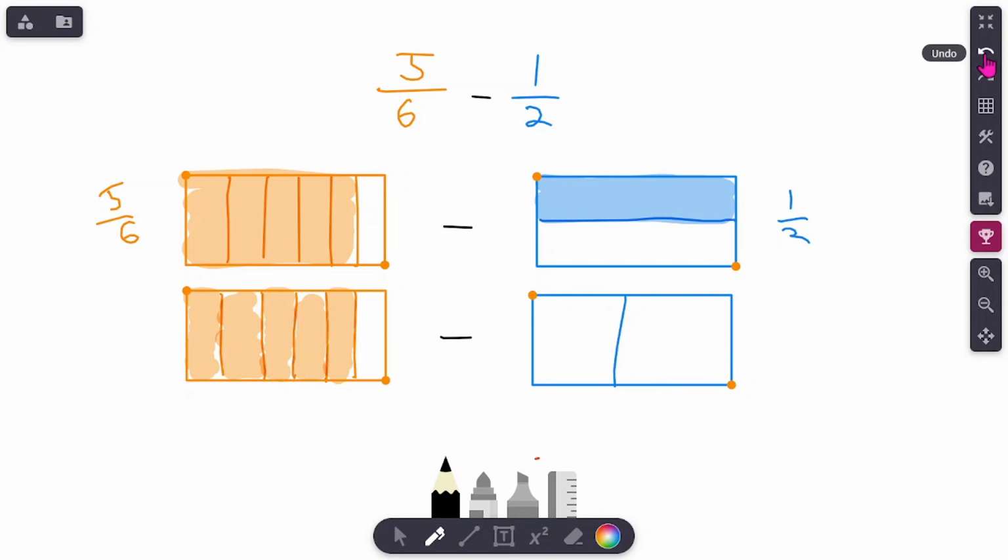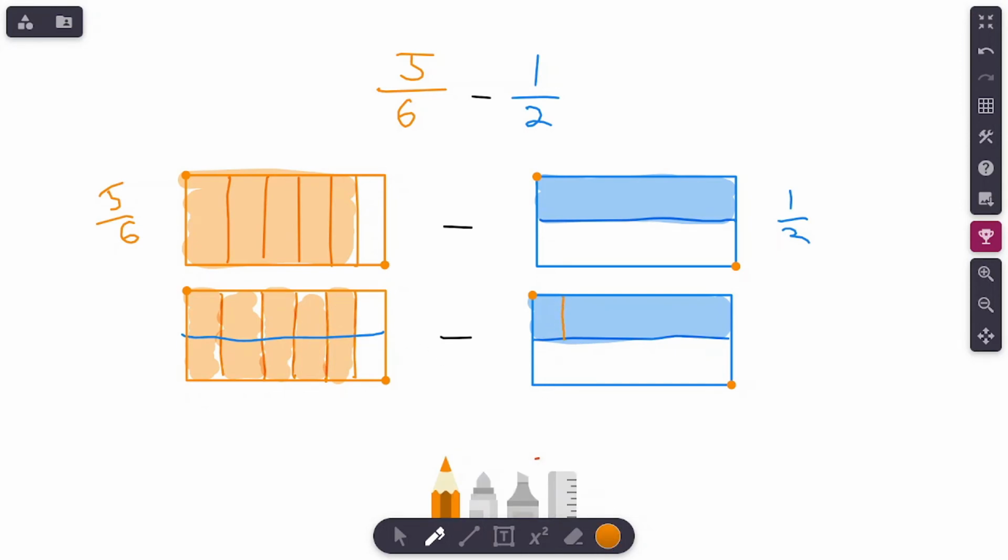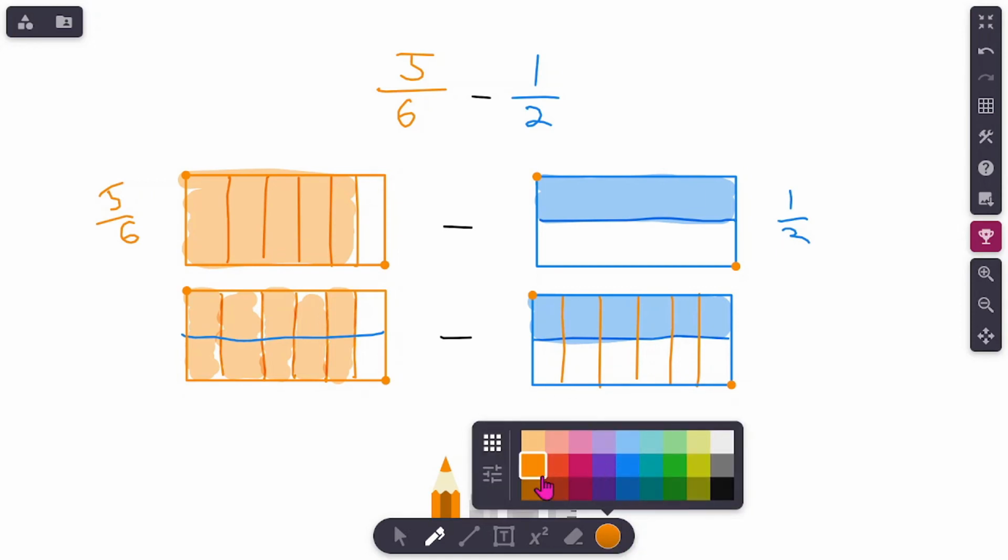Okay, so let's redraw this real quick. Make sure, again, like I said, draw them in different directions, one vertically, one horizontally. So representing halves over here. Now let's represent 6ths. So draw 6 sections vertically. 1, 2, 3, 4, 5, 6. There we go. Now let's figure out what our common denominator is that we have created.